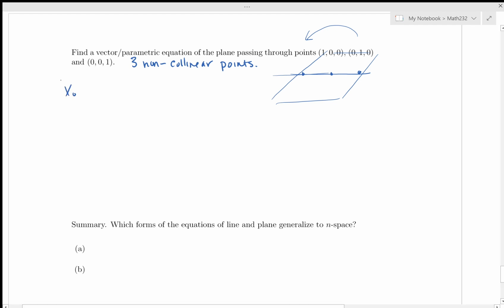Okay, so let's name these points that we have. We're going to call the first point x naught. That is 1, 0, 0, and y naught, which is 0, 1, 0, and z naught, which is 0, 0, 1.